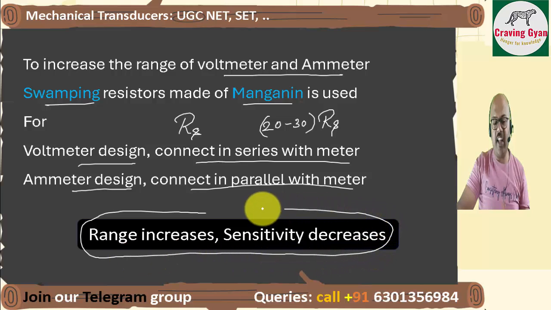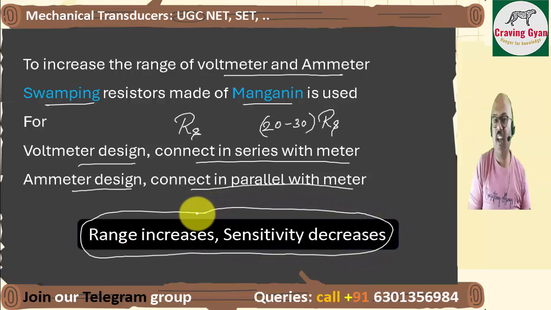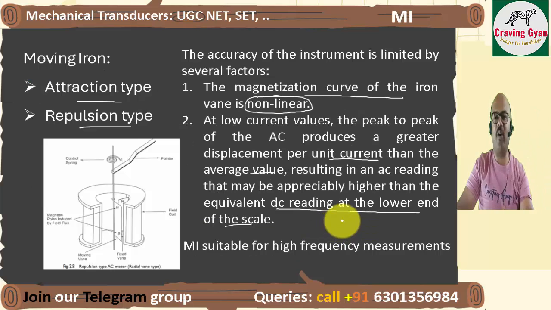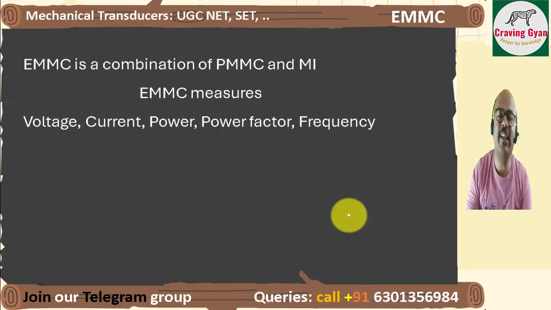See, in this world, nothing is available free of cost. If you want one thing, you have to sacrifice another. In this scenario, if you want an increase in range, there will be a decrease in sensitivity. If you want an increase in range, you will get a lower sensitivity. Very, very important.